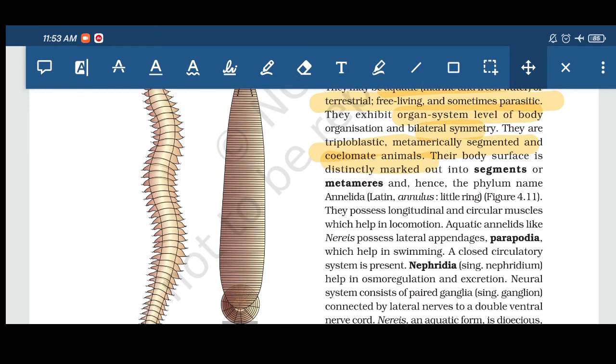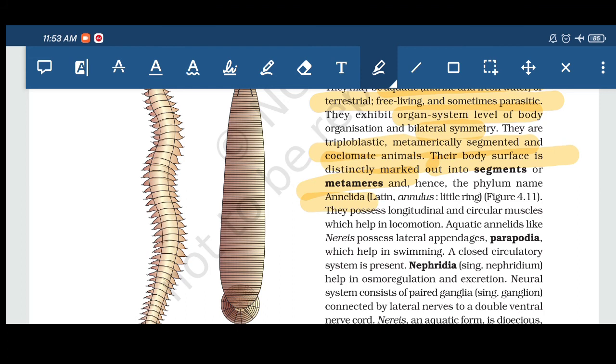Now we are coming to coelomate animals. That means they have a body cavity, a closed body cavity. Coelomate animals, their body surface is distinctly marked out by segments or metamers. So here metamerism is the main property. Metamerism is the main or the distinct character of Annelida. Distinctly marked out by segments or metamers, and hence the phylum is named Annelida.